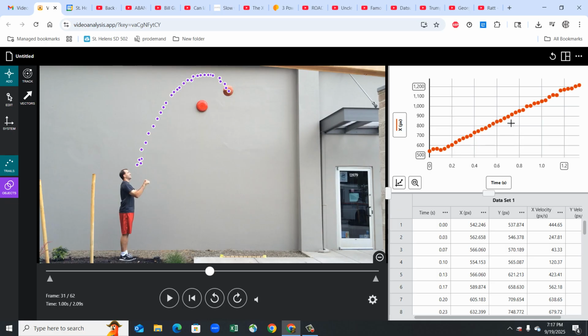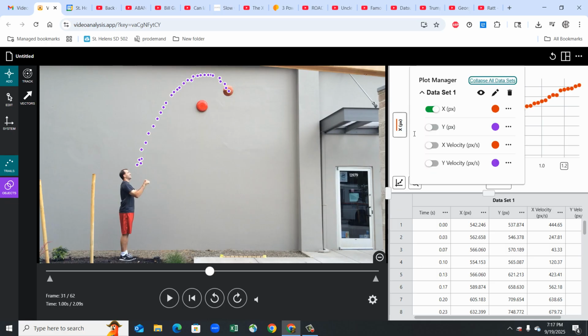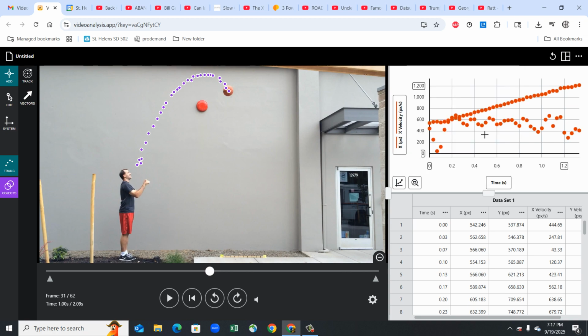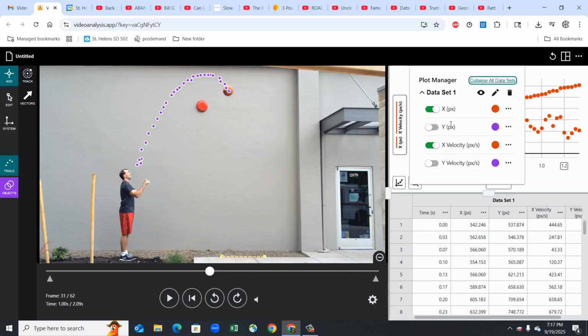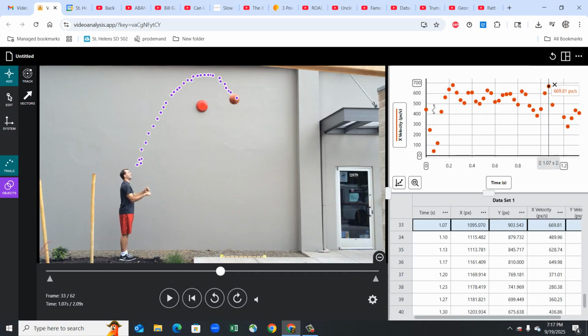Now, what can we also do? What would the slope be? Well, the slope is constant, right? So if you click on this, you can actually turn on the x velocity. And what you'll see is that the x velocity is these red guys, these bumpy ones. Well, let's turn this off. Turn those off. And what you'll see is, for all intents and purposes, it's pretty flat across here.